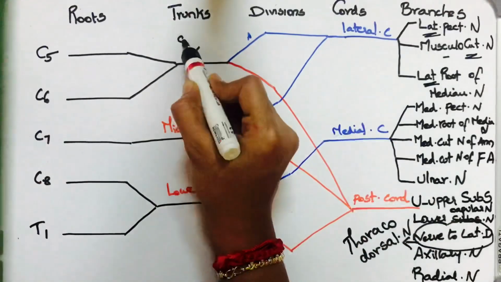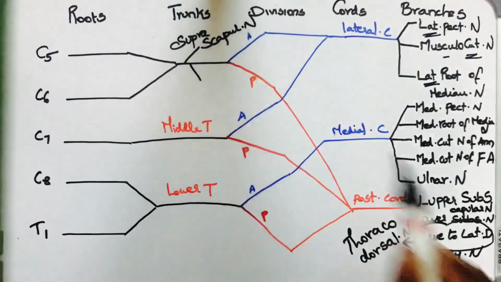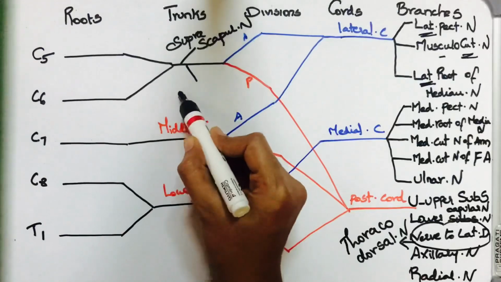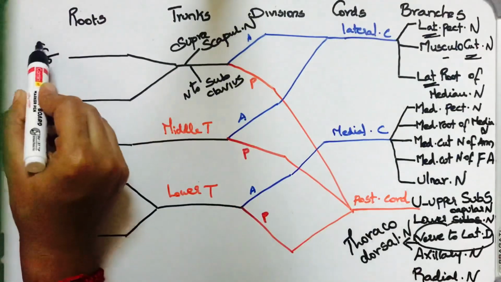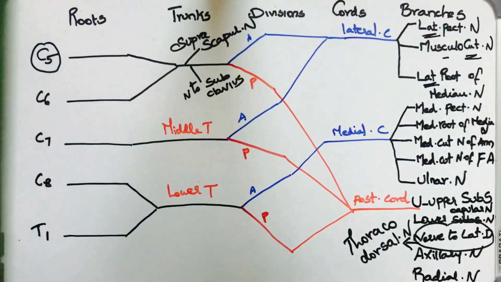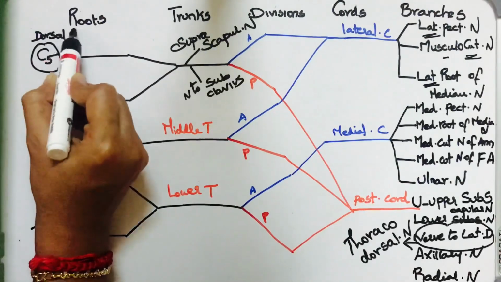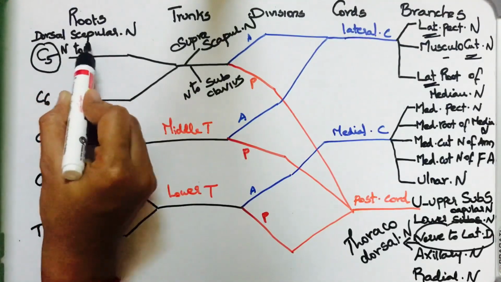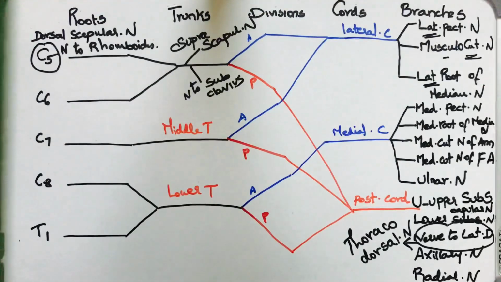From the upper trunk, we have 2 more branches. One is suprascapular nerve. Note we have subscapular nerve from the posterior cord, suprascapular nerve from the upper trunk. Another branch is nerve to subclavius. What are the branches from the roots? From C5 we have a nerve called dorsal scapular nerve, otherwise called nerve to rhomboids, which supplies rhomboid minor and rhomboid major.